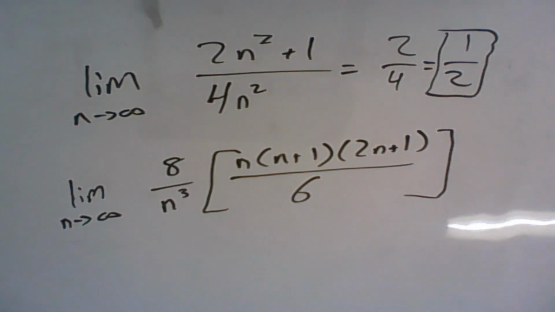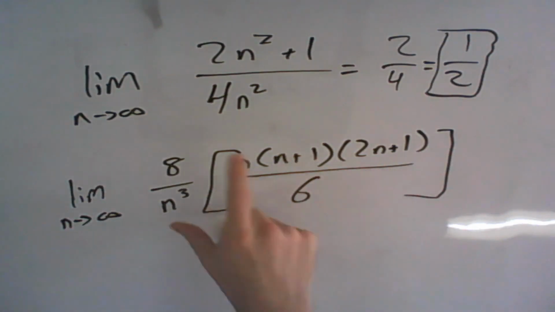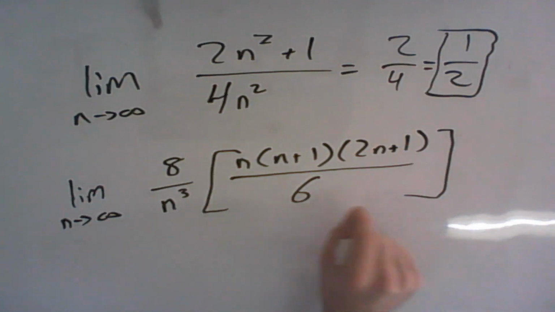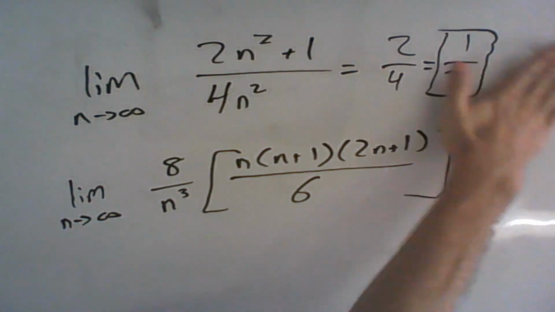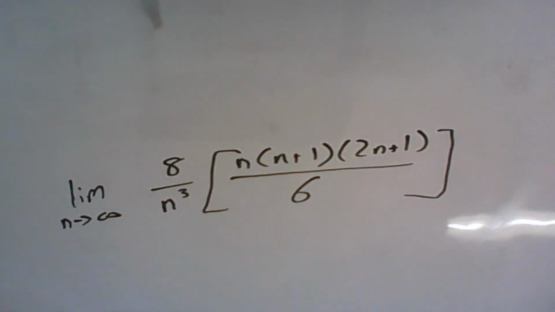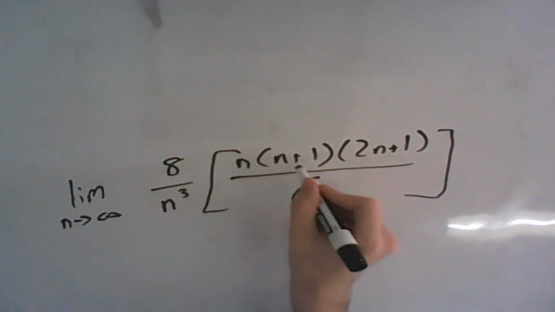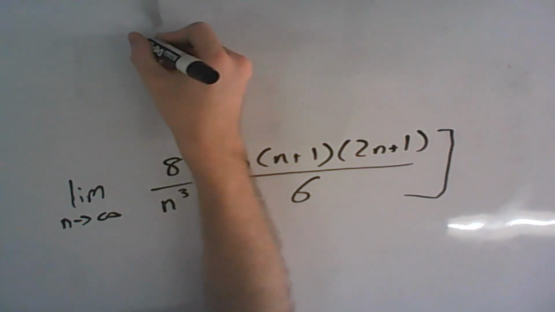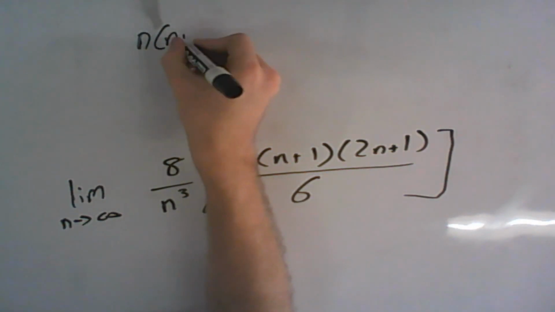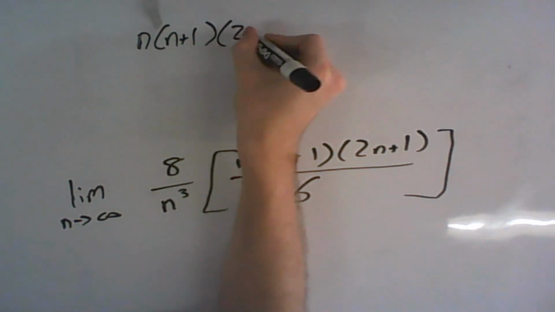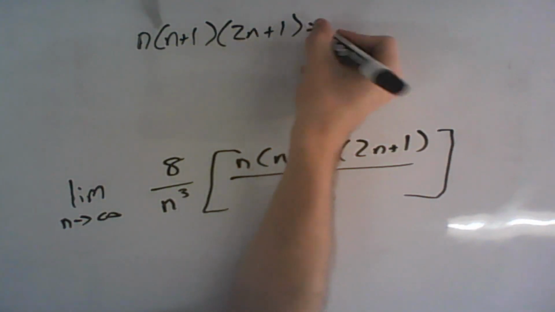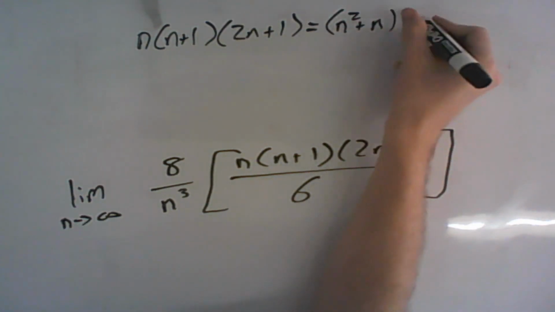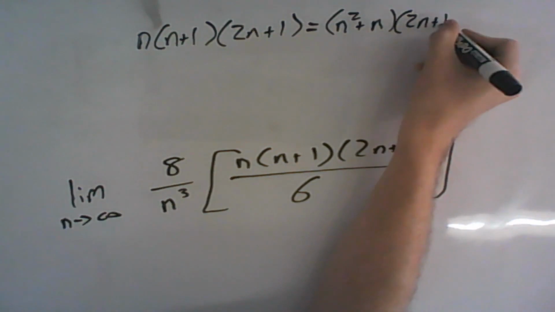So, in this question, we first have to solve the top off and distribute. So the first step is to distribute. n times n plus 1 here. I'm just going to do my math over here on the side. n times n plus 1 times 2n plus 1 is going to equal n squared plus n times 2n plus 1.